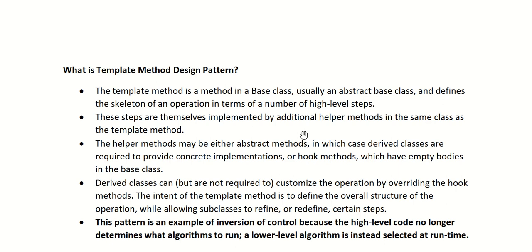So this pattern is an example of inversion of control, because the high level code no longer determines what algorithms to run. A lower level algorithm is instead selected at runtime. Yes, because a high level algorithm, whatever you are specifying in terms of an abstract base class, is basically a structure. It specifies the order or structure of your algorithm, but ultimately the concrete classes which inherit from this abstract base class will define what algorithm needs to be run at runtime. At first glance it may be confusing, but let me explain with a demo in a few moments.